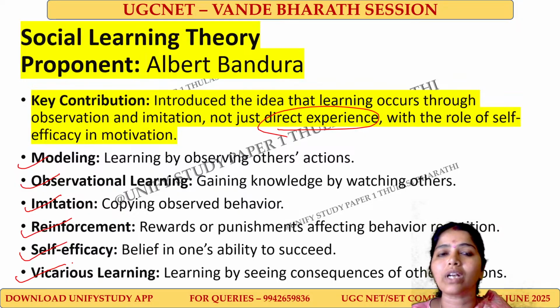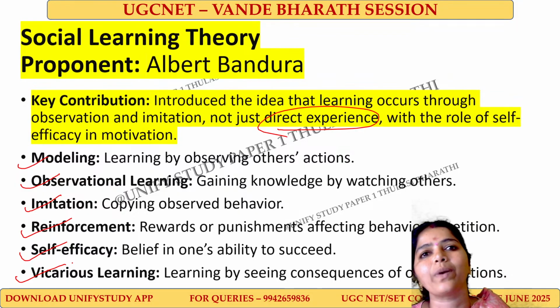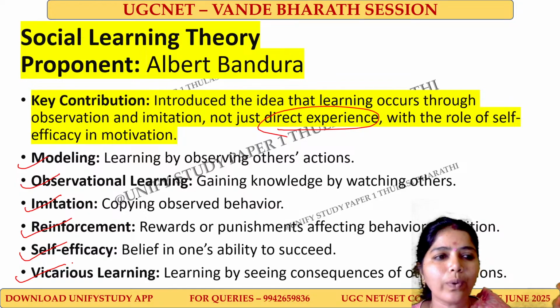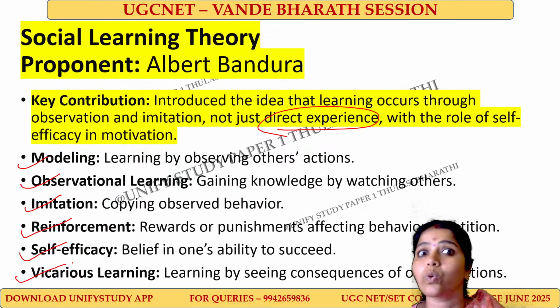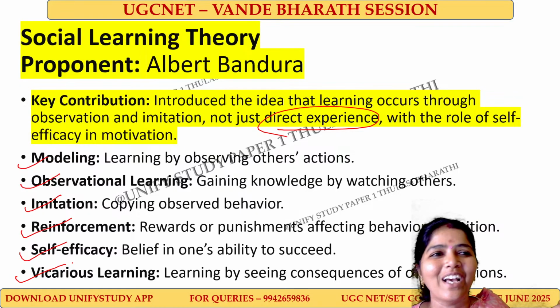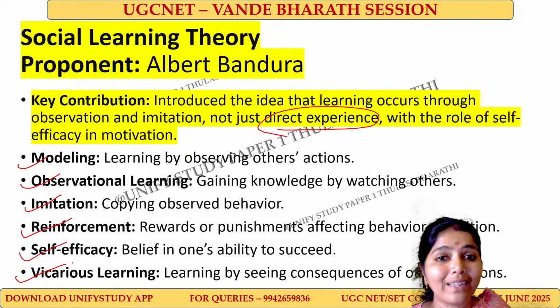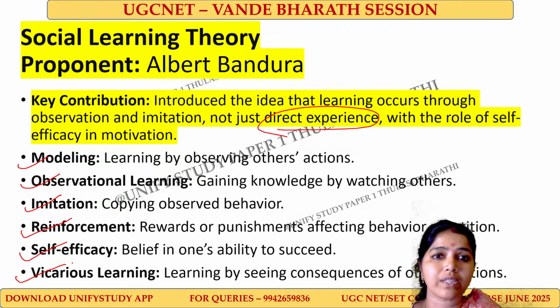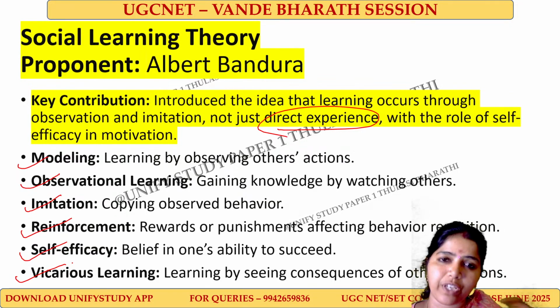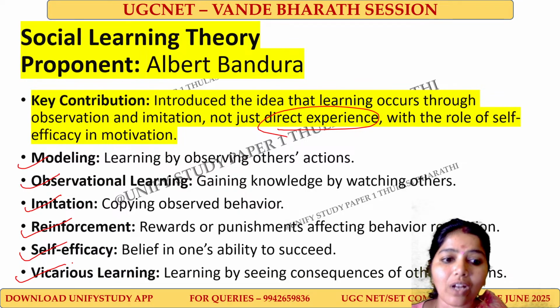Vicarious learning means what? Learning by seeing the consequences of others' actions. Looking at the others' actions and their consequences, we learn something. We think, no, no, we should not do like that, right? We usually look at people who make a mistake, and they suffer. By looking at them, we say, no, we should not do the same, because if we do the same, we will suffer. So that's called vicarious learning.